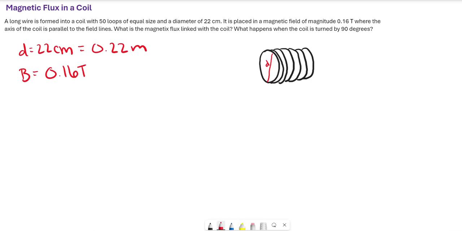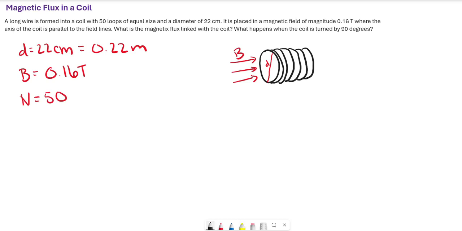And we're told that the field lines are parallel to the axis of the coil. So we have our magnetic field lines going directly into the coil. Of course, the axis of the coil would be straight through the center, so field lines going directly into that circular surface area. We're also told that this coil has 50 loops, or 50 turns, sometimes it's called. Usually that's given by an n equals 50.